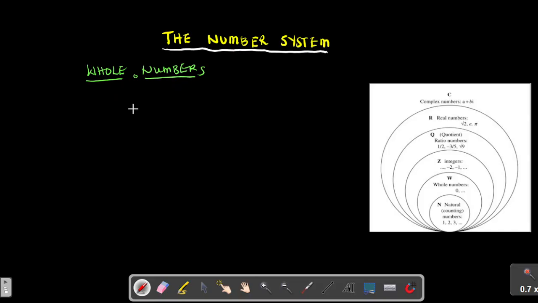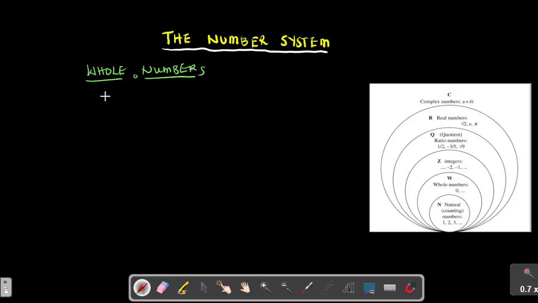In our previous lesson, we talked about natural numbers. In this lesson, I'm going to take you through whole numbers, and in the subsequent lesson, we talk about all the subcategories of numbers in the real number system. So, what are whole numbers?